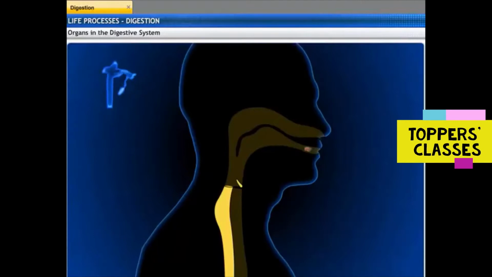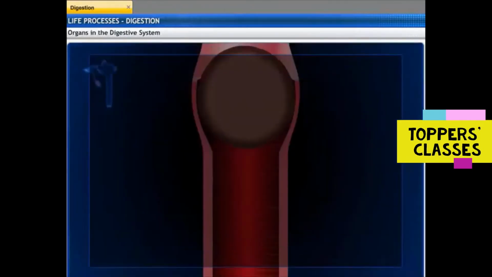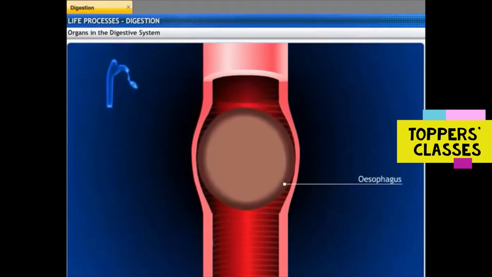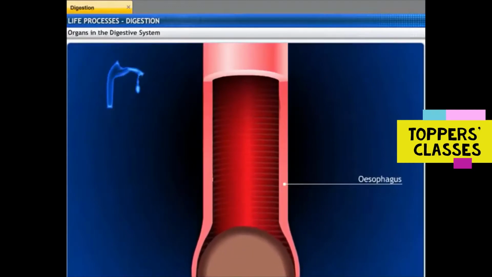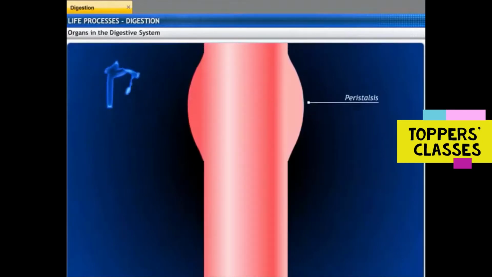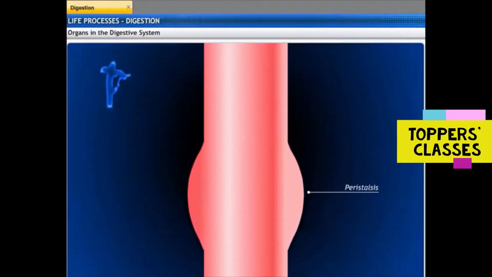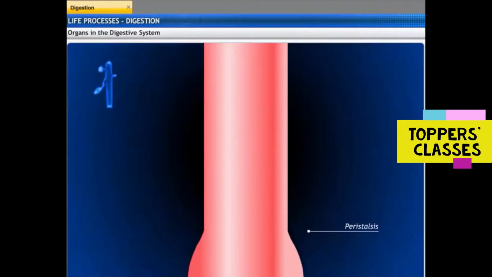When you swallow food, it moves down into the throat or pharynx. The epiglottis, which is a flap-like structure, closes the windpipe when you swallow, so that you don't choke on your food. Food moves through a narrow tubular muscular organ called the esophagus. The lining of the food canal has muscles that contract and expand rhythmically in order to push the food forward to the stomach. This series of muscular contractions is called peristalsis.